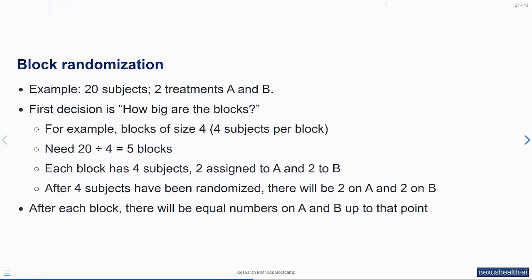For example, we have 20 subjects and we have 2 treatments A and B. The first decision therefore would be, how big are the blocks to be? So for example, if we have blocks of size 4, that is to say 4 subjects per block, we're going to need 5 blocks. Each block would have 4 subjects, 2 assigned to A and 2 assigned to B. After 4 subjects have been randomized, there will be 2 subjects in group A and 2 subjects in group B. After each block, there will be equal numbers on A and B up to that point.